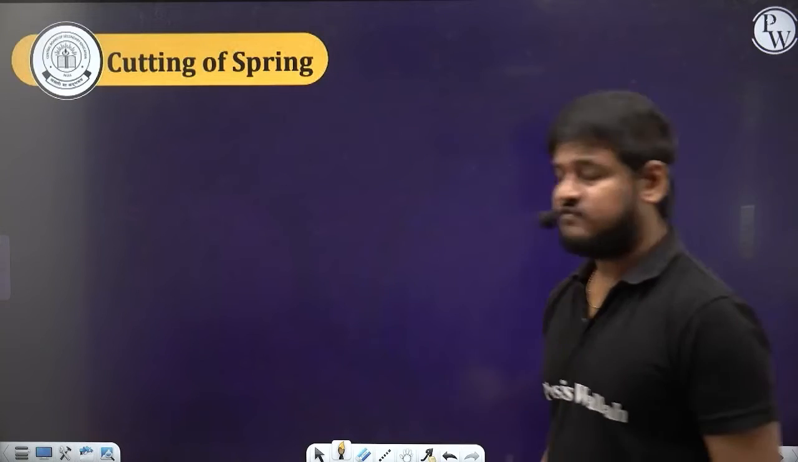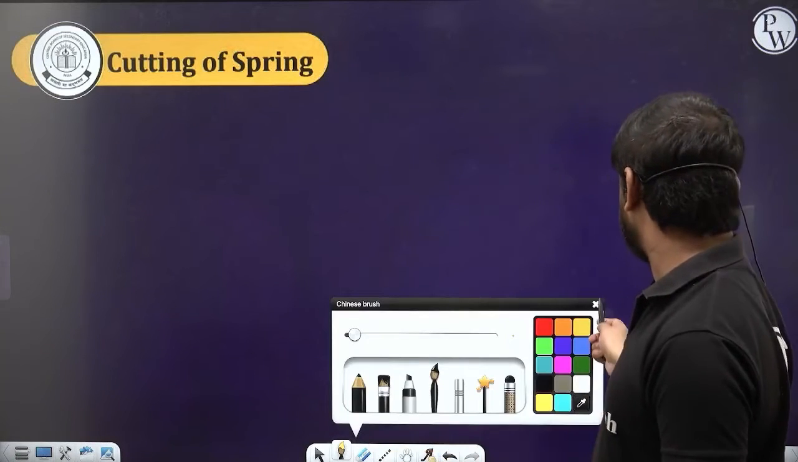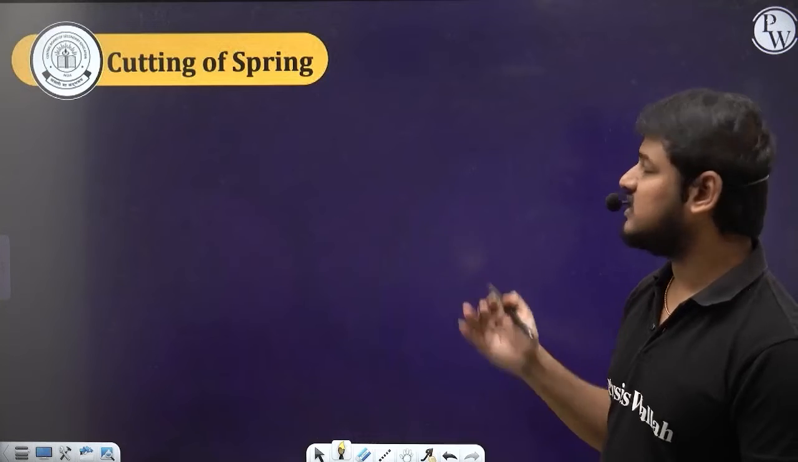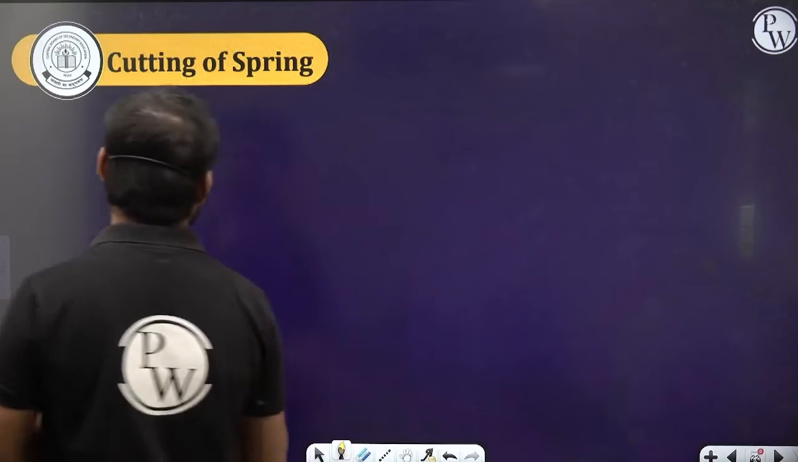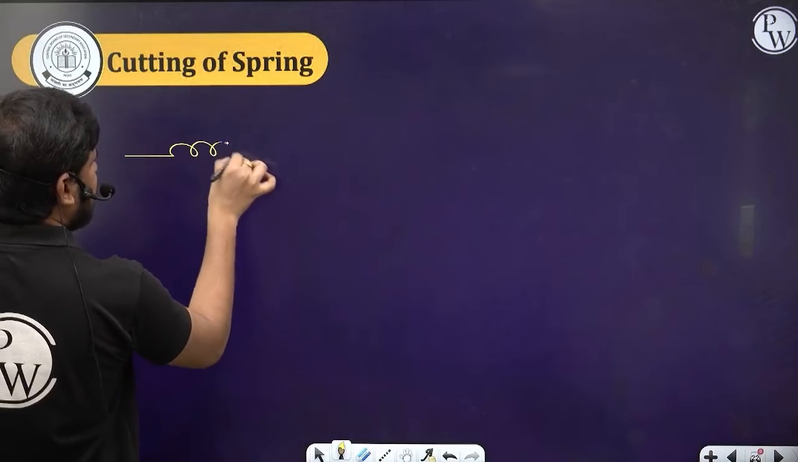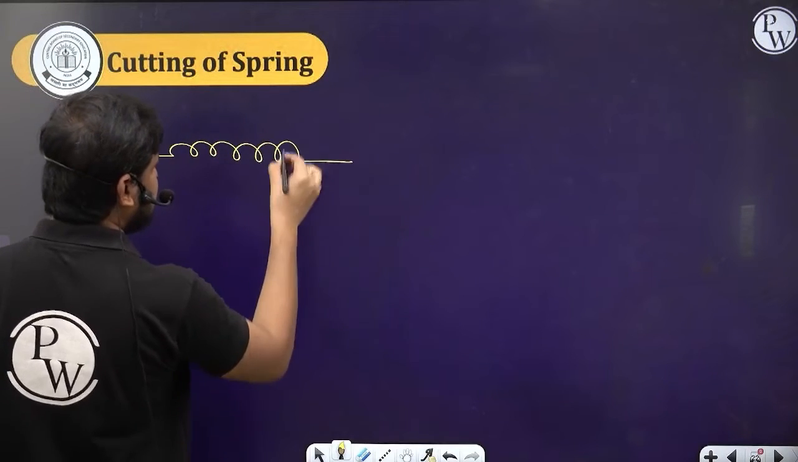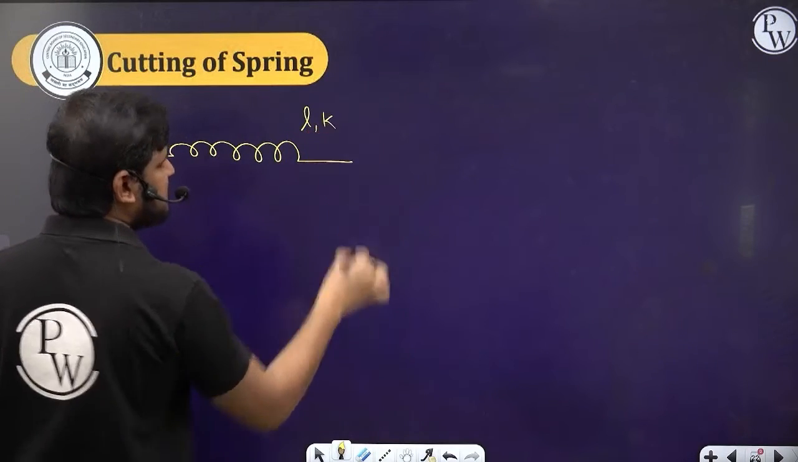So then, cutting off spring. The questions based on cutting off the spring, we already solved in Newton's laws of motion. So again I'll explain. See, this is a spring of, let's say, some length L, with spring constant K.